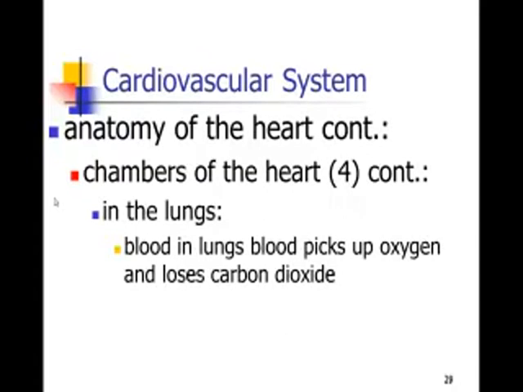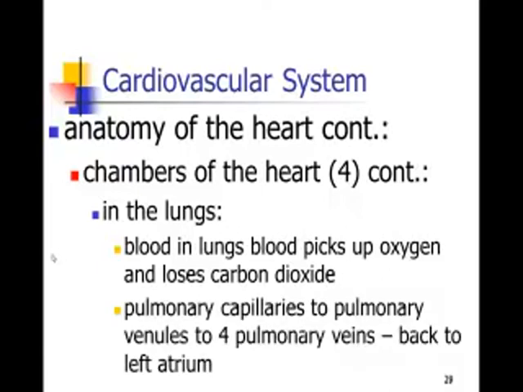Okay, once we get to the lungs, blood in the lungs is going to pick up oxygen. It's going to lose carbon dioxide. This probably seems like a curious sort of situation. The reason that the carbon dioxide goes one way and the oxygen diffuses in the opposite way is all because of the concentration gradients. Okay, and pulmonary capillaries are then going to drain into the pulmonary venules, which then eventually drain into pulmonary veins.